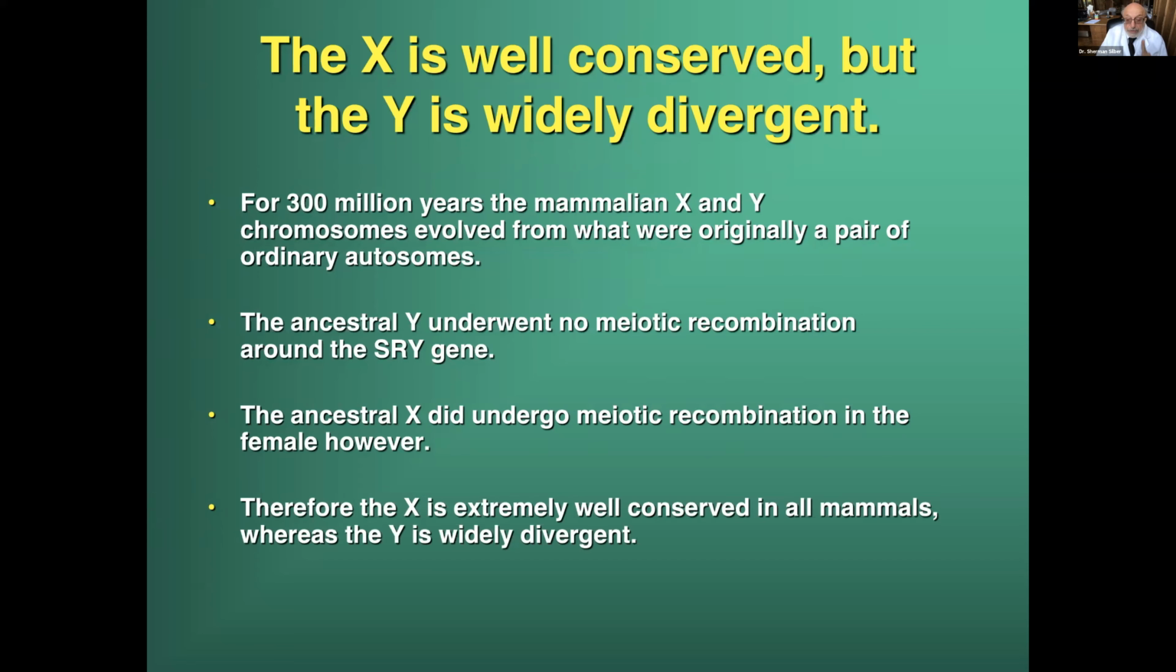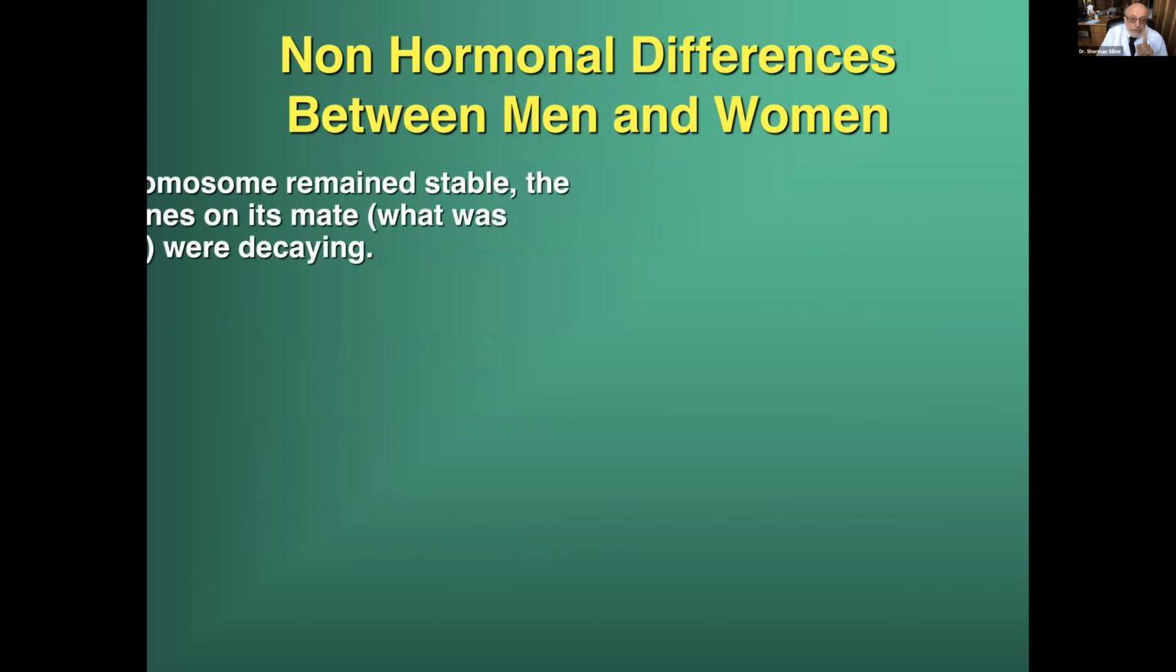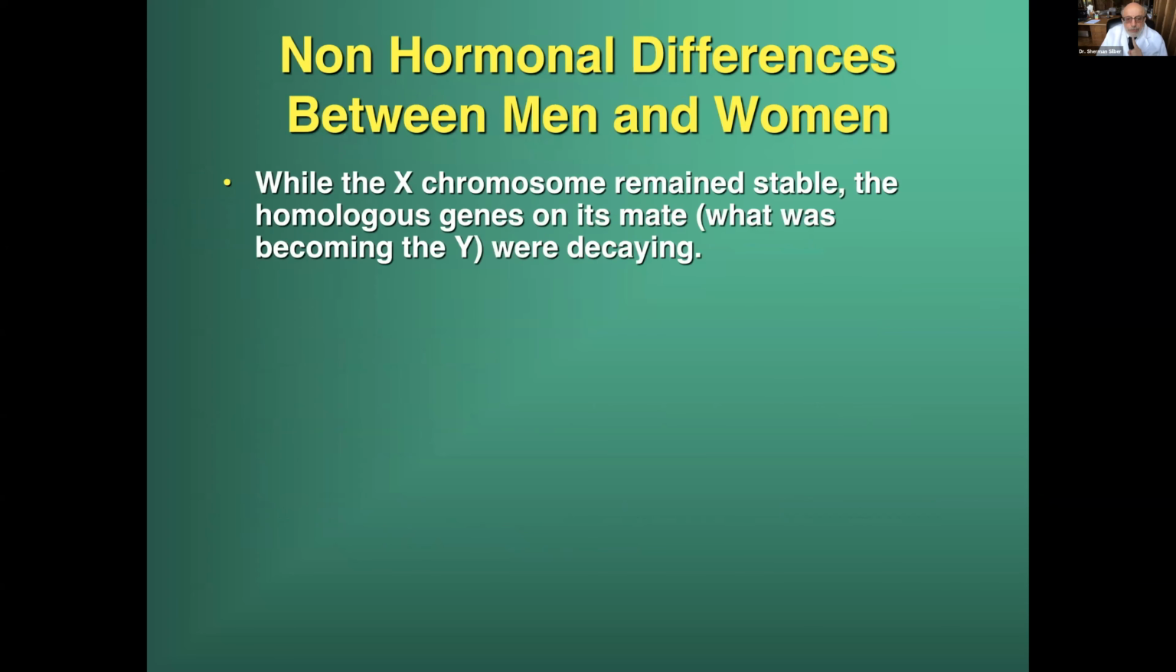We'll get into that later, but it has to do in an important way with how the X chromosome also is very important for fertility in the male as well as the female. Now, it also relates to the non-hormonal differences between men and women. While the X chromosome remains stable, the homologous genes on its mate, the Y, were decaying.